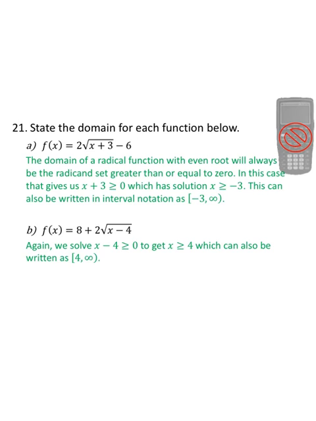f of x equals 2 times the square root of x plus 3 minus 6. The domain of a radical function with an even root, so in this case a square root, index of 2, will always be the radicand, the part under the radical, set greater than or equal to 0. We can't take the square root of a negative value. In this case, that means that x plus 3 has to be greater than or equal to 0.